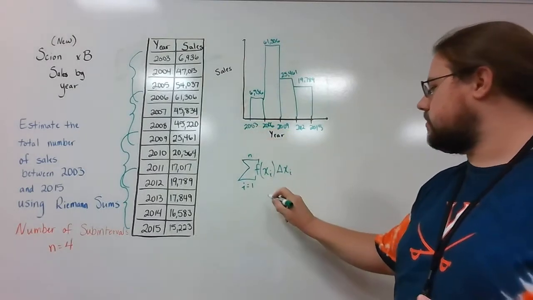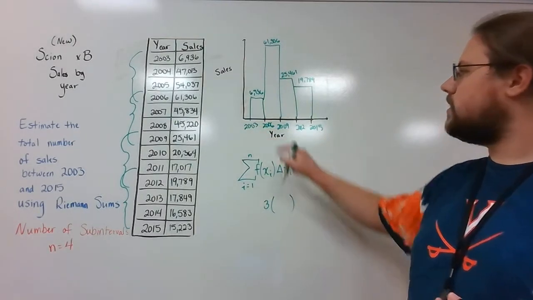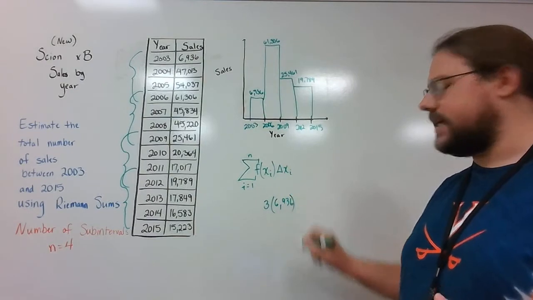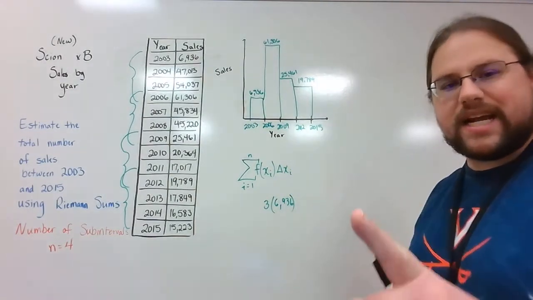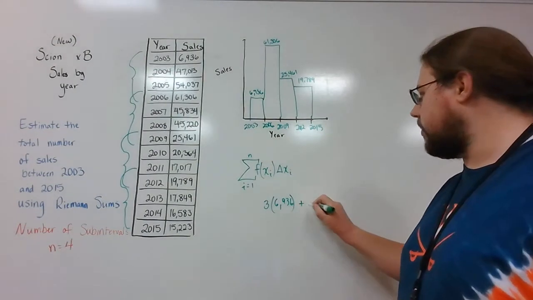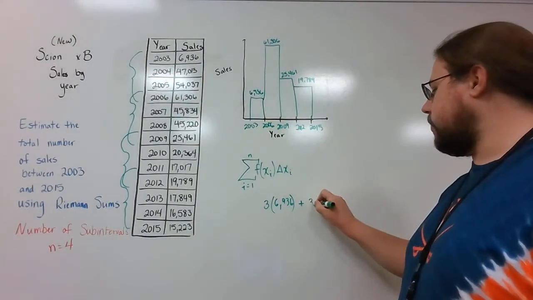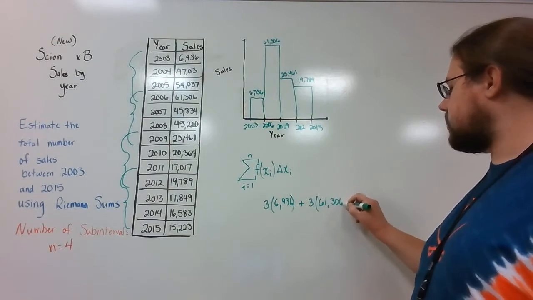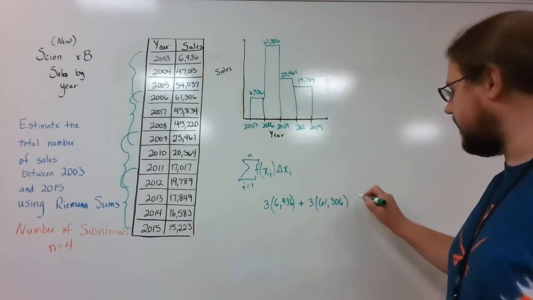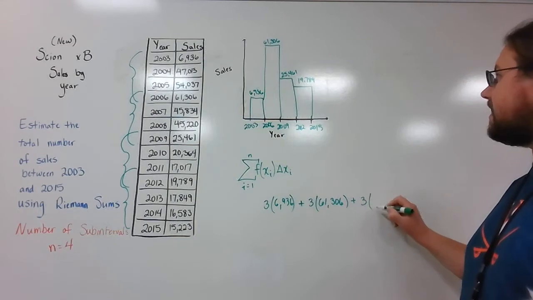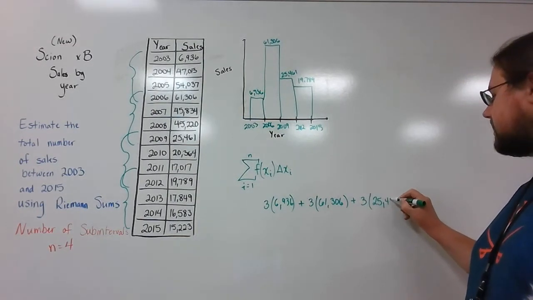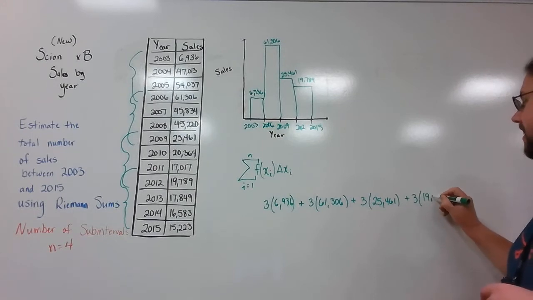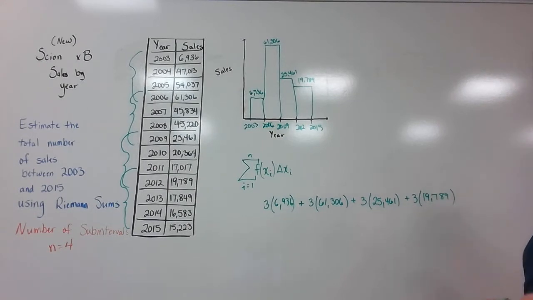So, here we go. I'm going to take the width, which is 3 years, times the height, which is 6,936. That's my first rectangle. But I got to do it for all 4. So we're going to keep going. The next rectangle is 3 wide and 61,306 tall. Go ahead and do the next one. 3 wide, 25,461 tall. Last one. 3 wide, 19,789 tall.